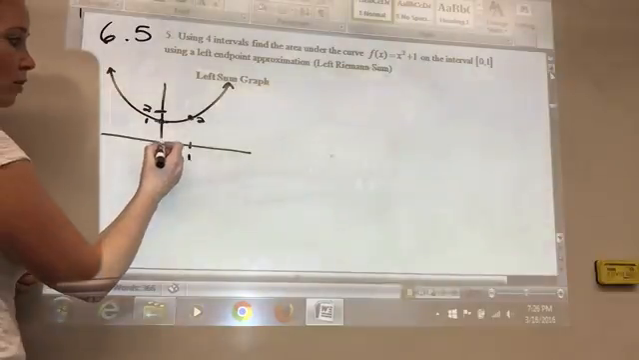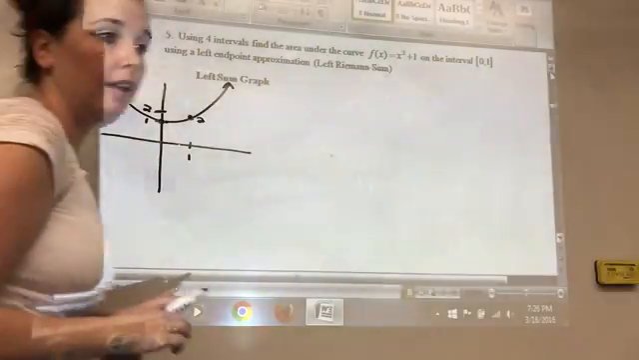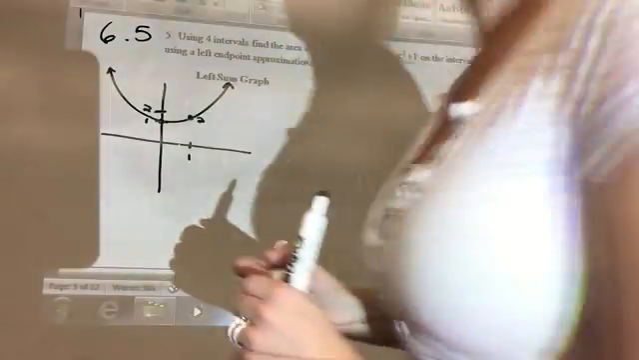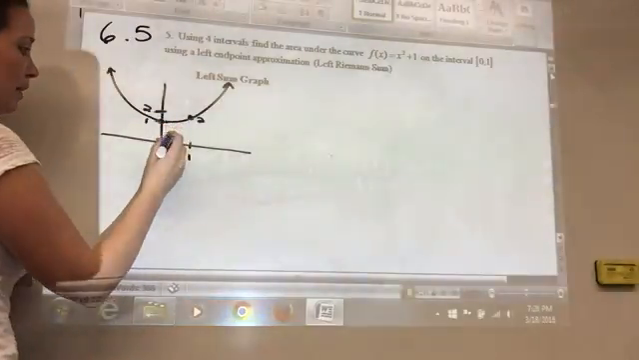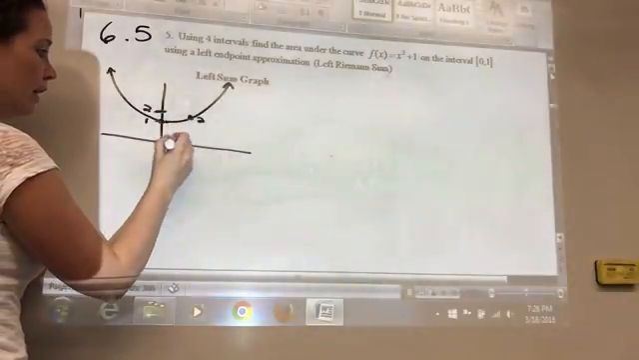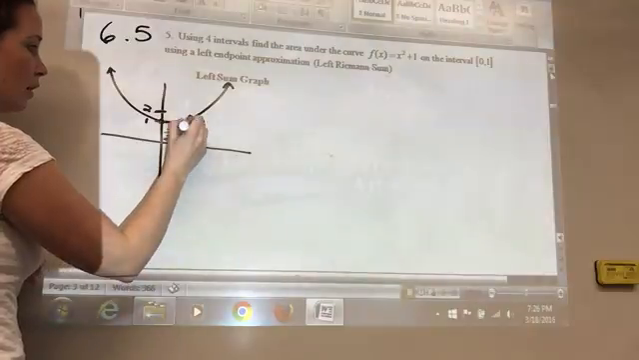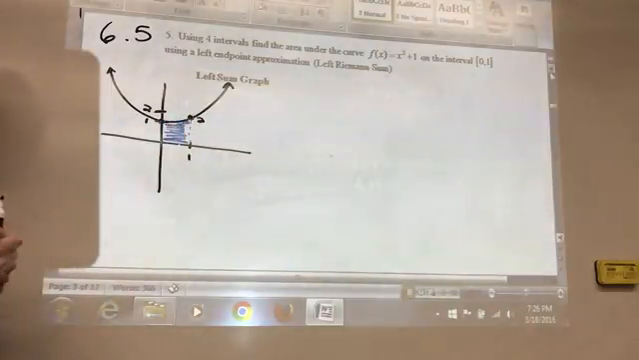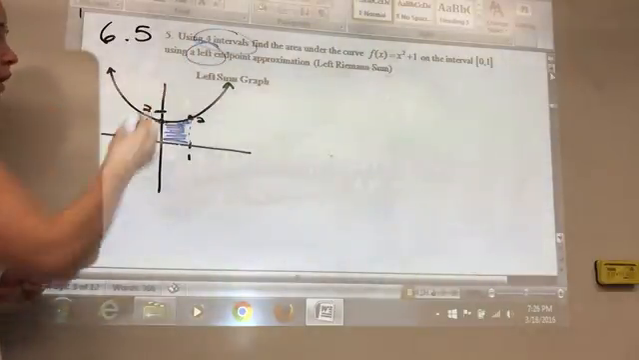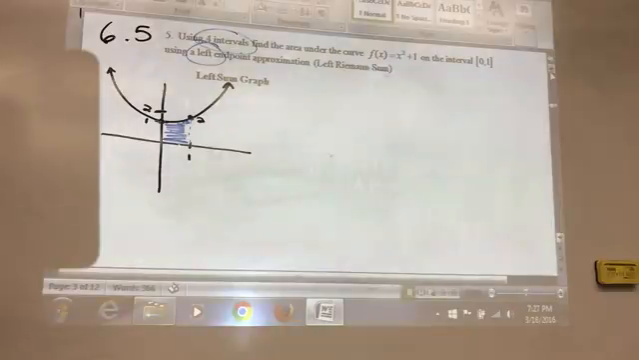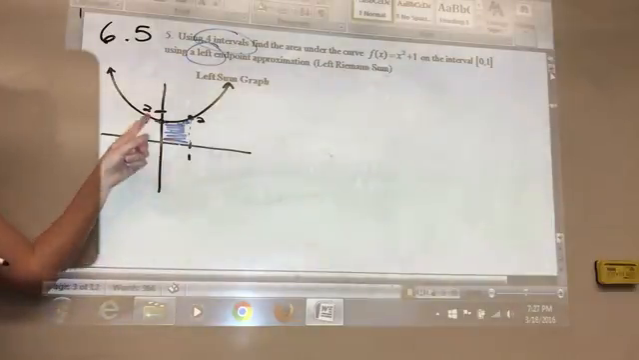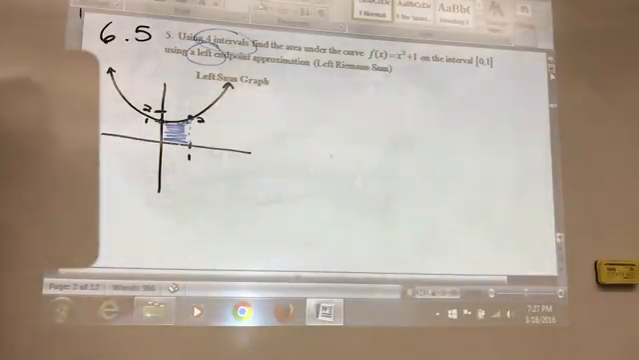So they want me to focus only in this region here. Let me get a different color to outline that. Okay, so they want me to focus in here using the left endpoint approximation method. Another key thing was the 4 intervals, so I'll circle that. That's what we're doing right now. We're going to find the area under the curve that I highlighted in blue.